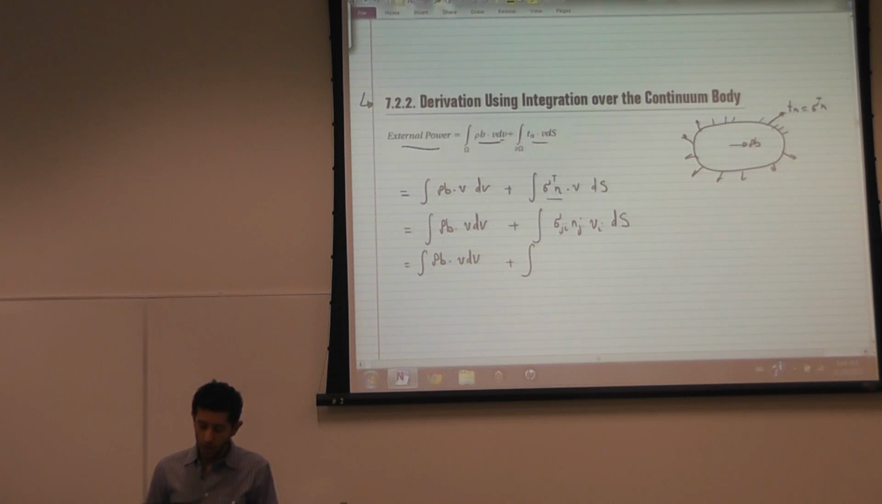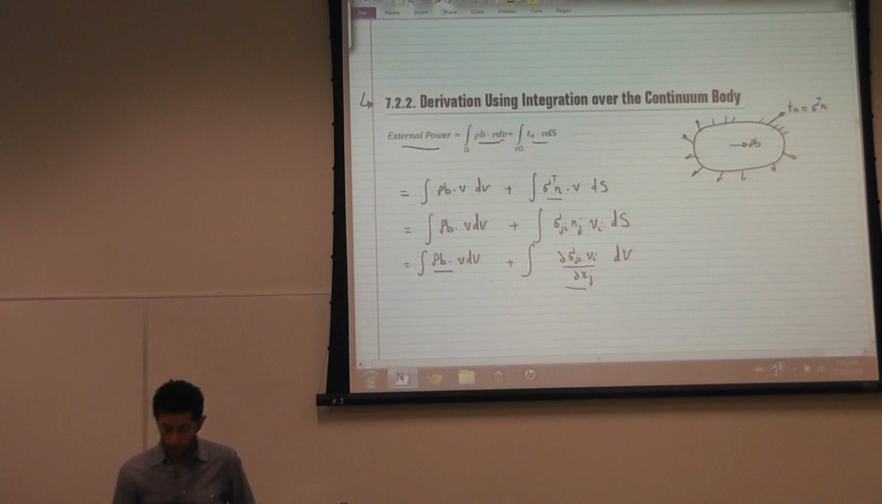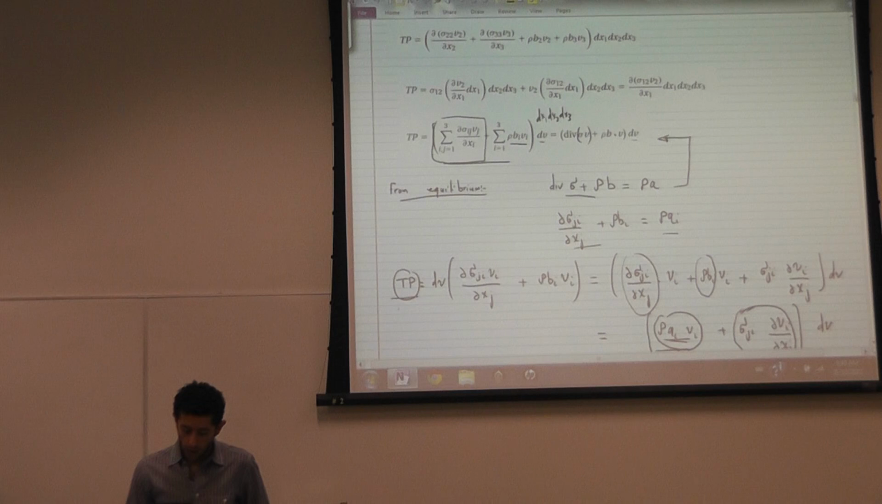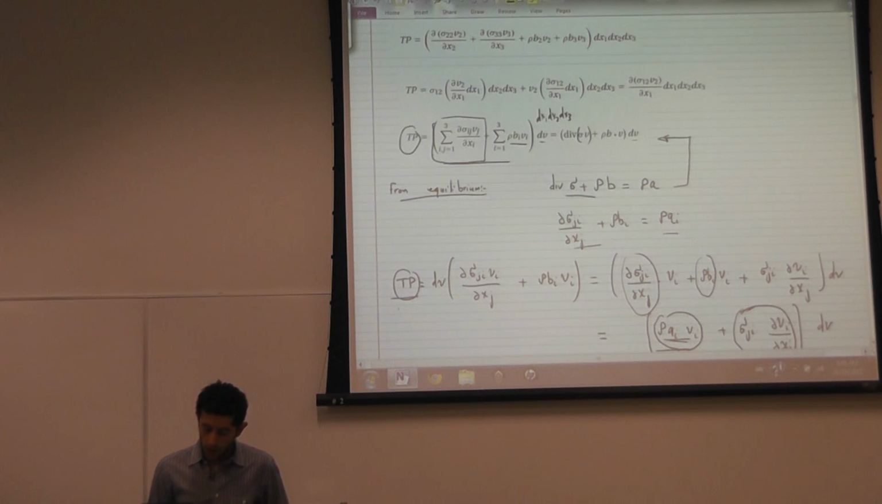Sigma ji nj vi, I'm going to utilize the divergence theorem to show this is equal to partial sigma ji vi by partial xj, but now integrated over the volume. And these are the same. I'm just going to go up to show you that this was exactly what we obtained here. The total power is equal to this. It's exactly what we obtained earlier.